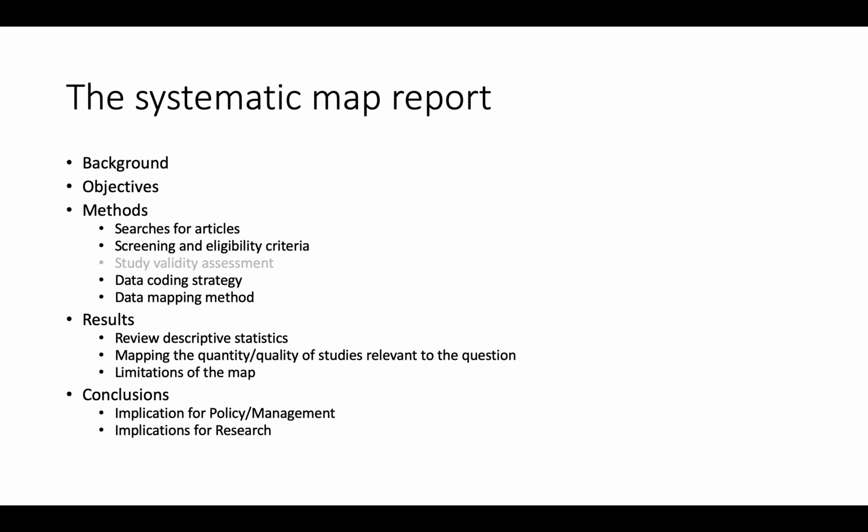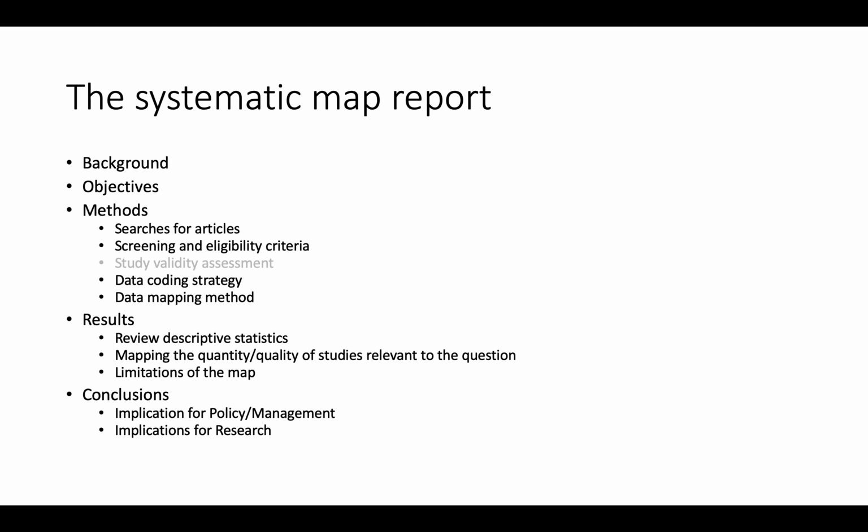But the systematic map report itself should include a background section, obviously. It should ideally have objectives that include the systematic map question, maybe some sub-questions if you have those secondary questions. The methods should have details of how you intend or you have searched for articles, including a section on screening and eligibility criteria.